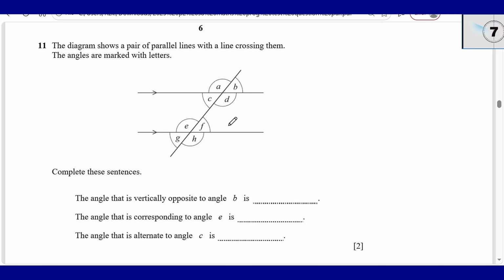Next, here we go, number 11. The diagram shows a pair of parallel lines with a line crossing them. The angles are marked with letters A, B, C, D, E, F, G, H. Complete these sentences. The angle that is vertically opposite to angle B is, the angle that is corresponding to angle E is, and the angle that is alternate to angle C is. Okay, when the timer returns to 0, we'll reveal this answer.